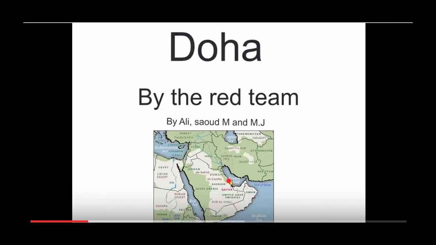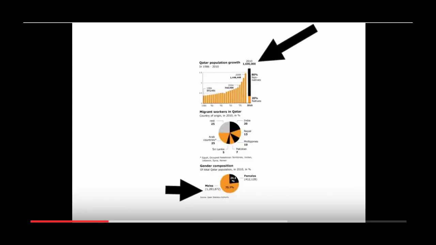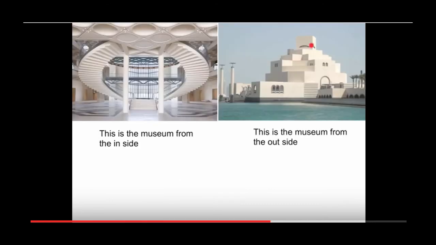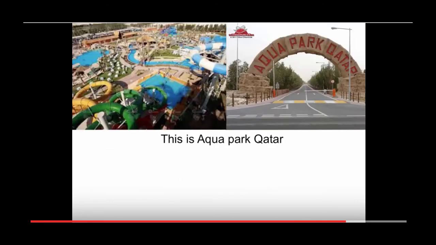And Doha is the capital of the Qatar. This chart showed how the population increased in 30 years. Museum from the outside. It's aqua park and you can have a lot of fun.